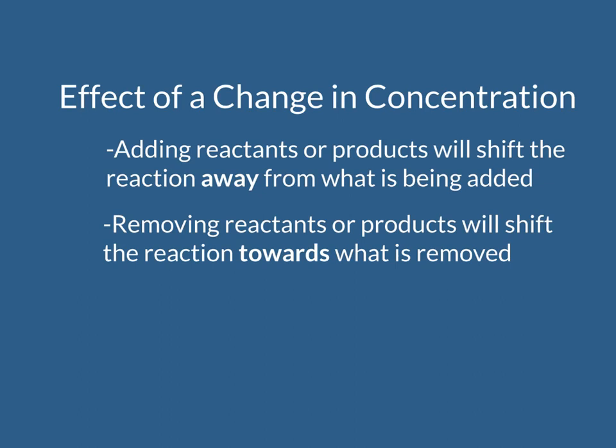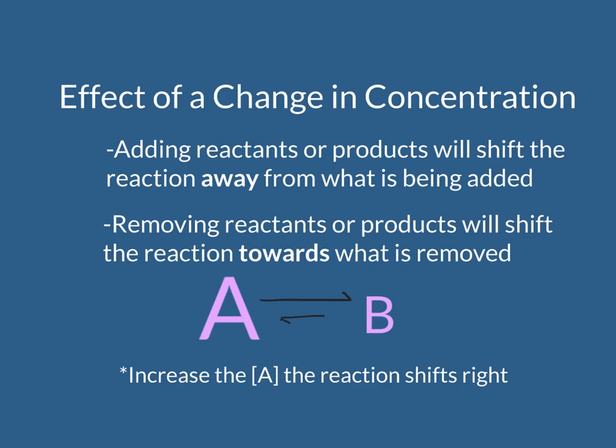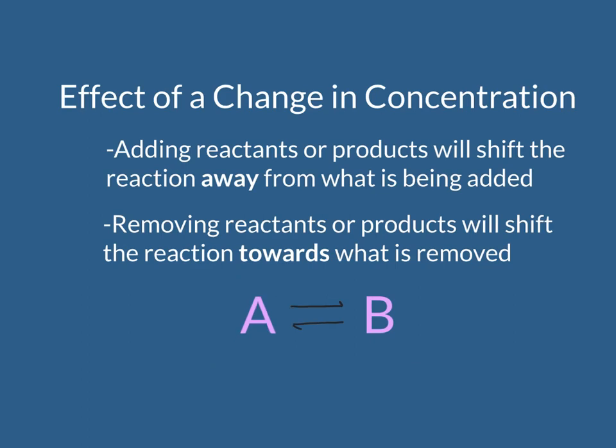For example, let's look at the reversible reaction of A to B, which is already at equilibrium. If we add A or increase the concentration of A, the reaction is going to shift to the right, away from what is being added, in order to use up that excess reactant and re-establish equilibrium. This means that our forward reaction rate is temporarily going to increase until we're able to re-establish that equilibrium.